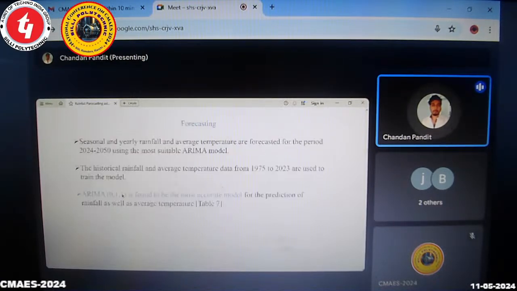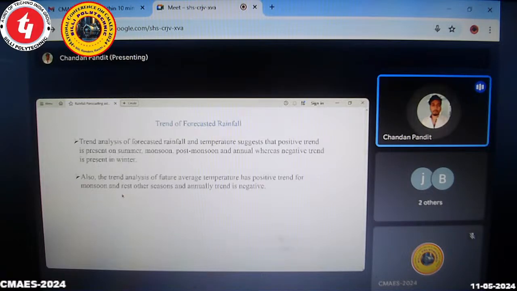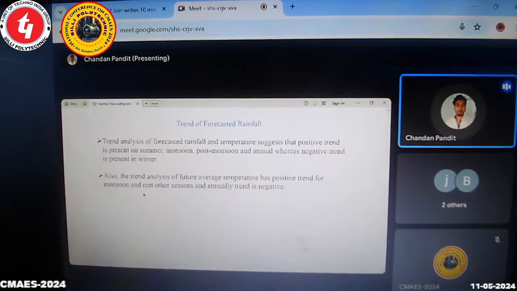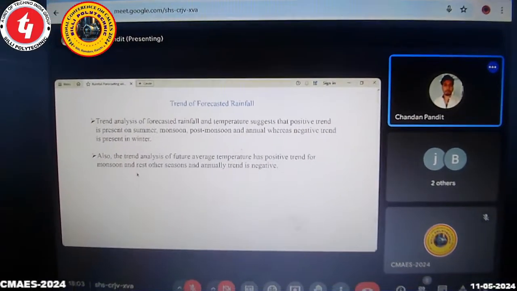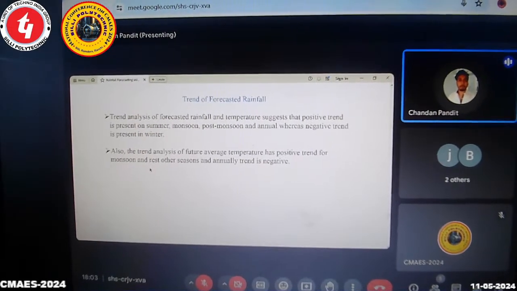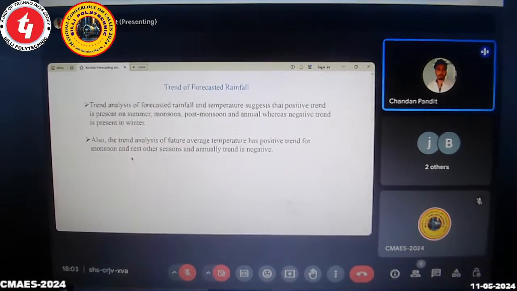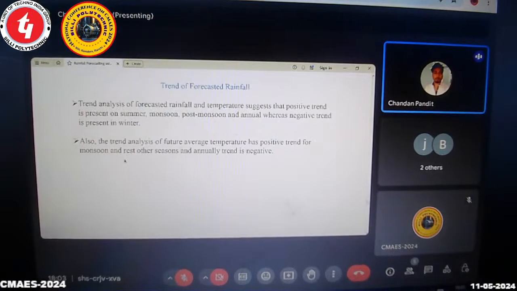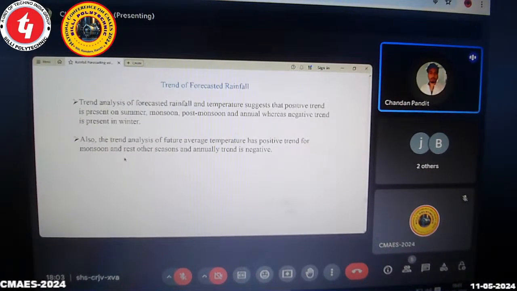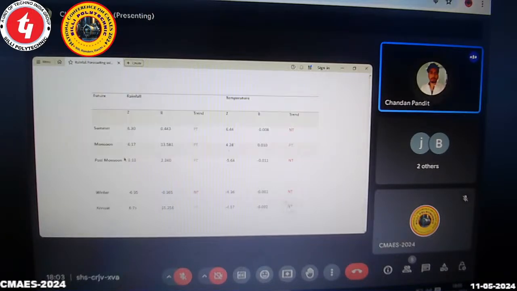And from this ARIMA 011, I have predicted the rainfall from 2024 to 2050, which is not mentioned in this slide. Then from that data set of the forecasted rainfall and forecasted temperature, I have done the trend analysis. Trend analysis of forecasted rainfall and temperature suggests that a positive trend is present in summer, monsoon, post-monsoon and annual rainfall, whereas a negative trend is present in winter. Also, the trend analysis of future average temperature has a positive trend for monsoon and the rest of the seasons, and annually the trend is negative.